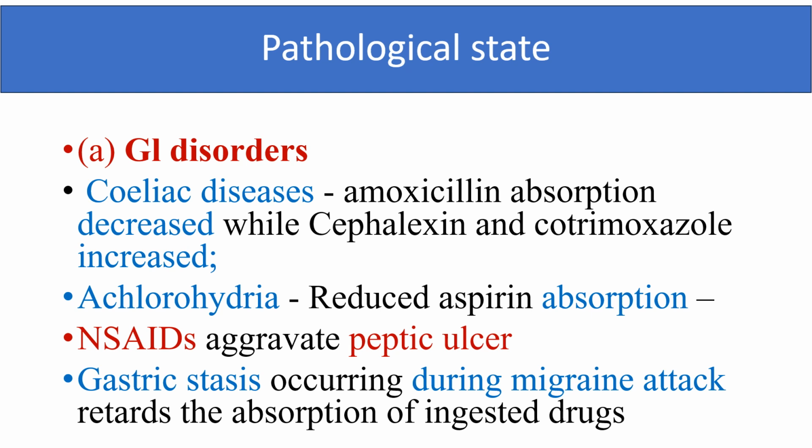Pathological states, like gastrointestinal disorders such as celiac disease. In this condition, amoxicillin absorption is decreased while cephalexin and cotrimoxazole absorption is increased. Achlorhydria reduces absorption of aspirin. Non-steroidal anti-inflammatory drugs aggravate peptic ulcer. Gastric stasis occurring during a migraine attack retards the absorption of ingested drugs.